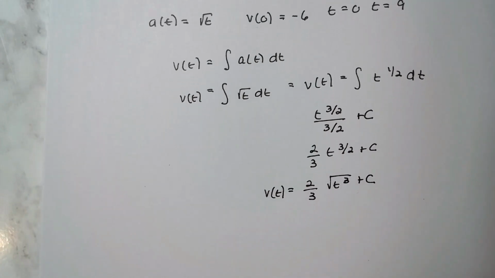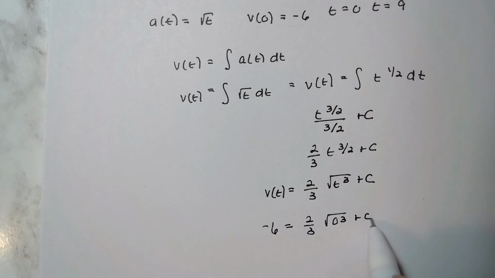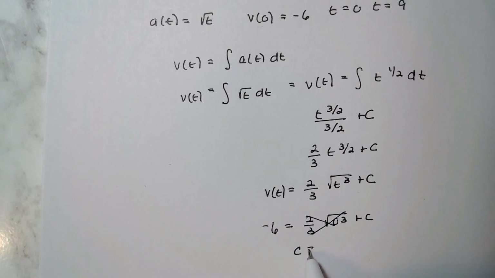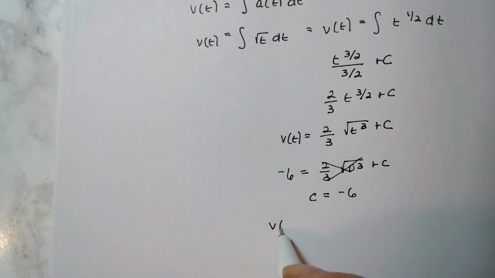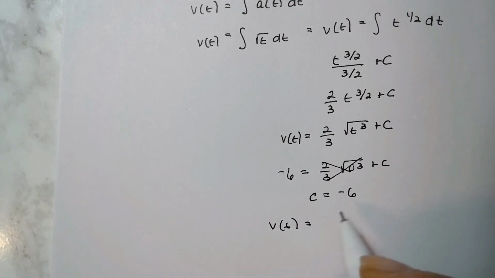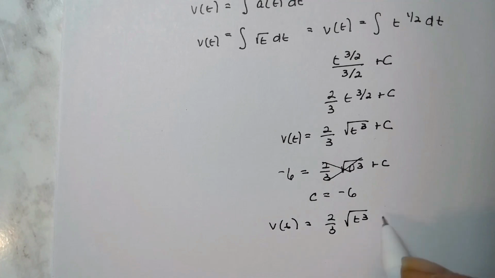So what I'm going to do is say negative 6 is equal to 2/3 times the square root of 0 cubed plus c. Well, the square root of 0 cubed is 0, times 2/3 is 0, so that goes away. So I know that my c is negative 6. So my actual velocity function then is going to be 2/3 square root of t cubed minus 6. There's my velocity.